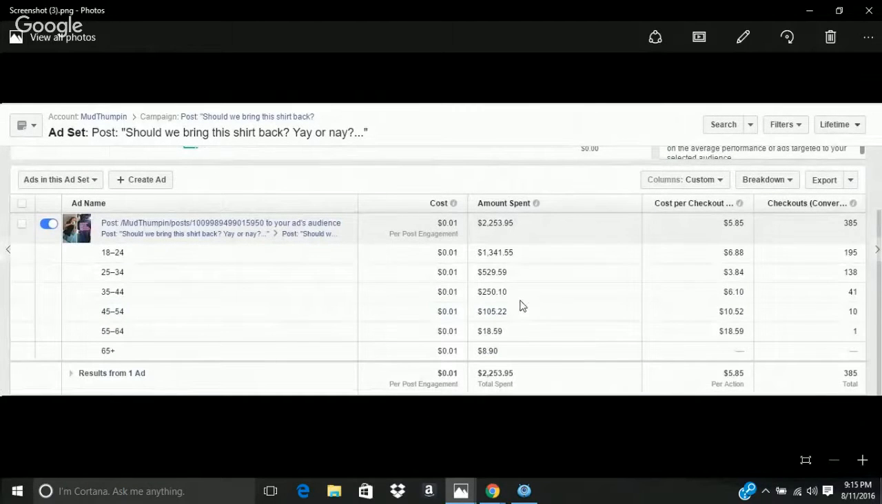Then you go here. So what I did here is I broke the ad down by age group. So what we're doing here is 18 to 24.